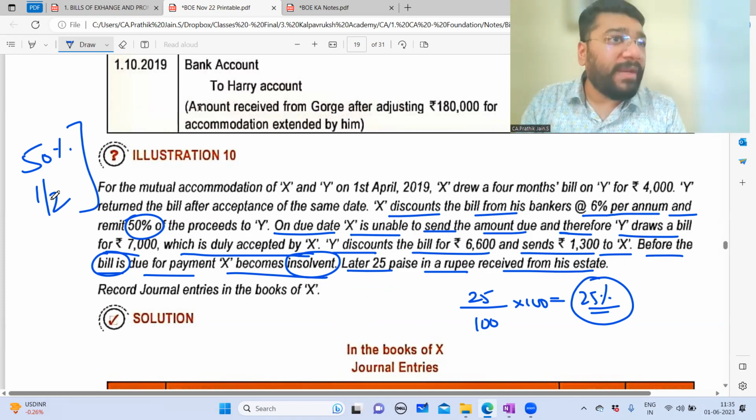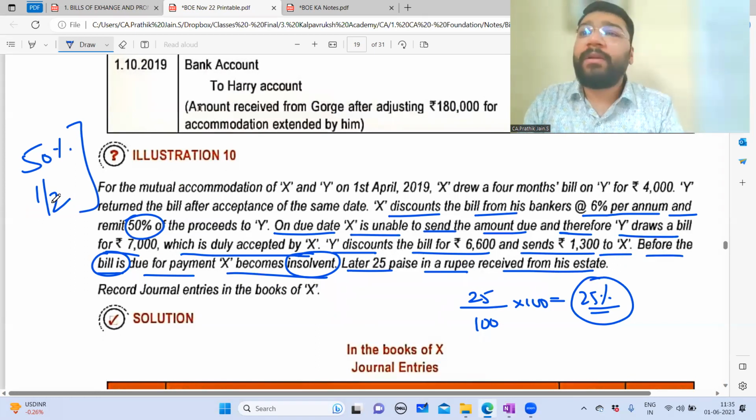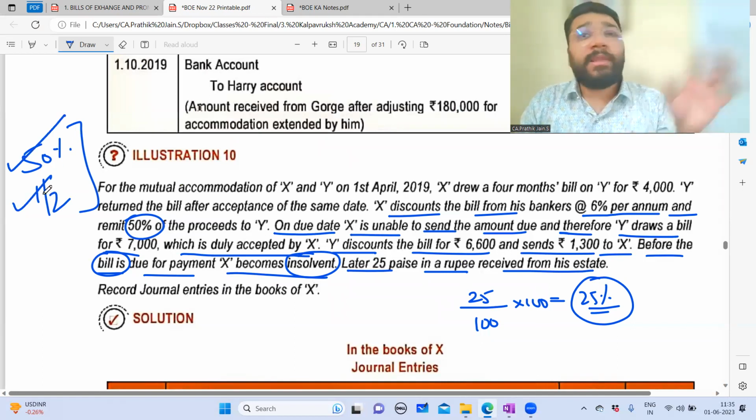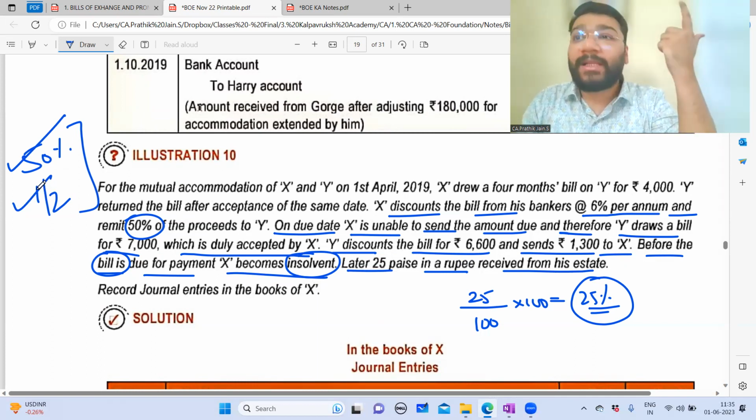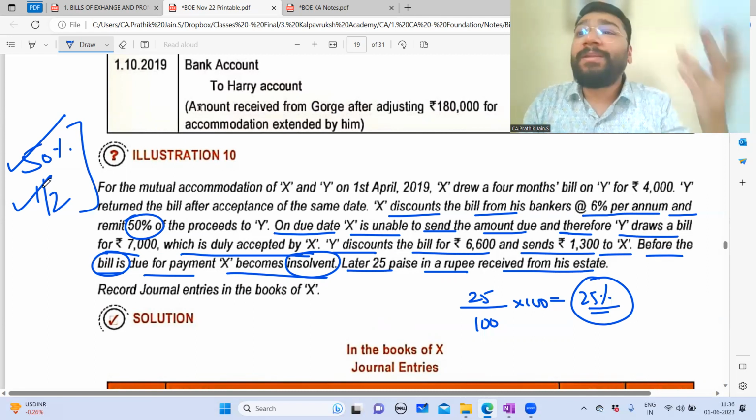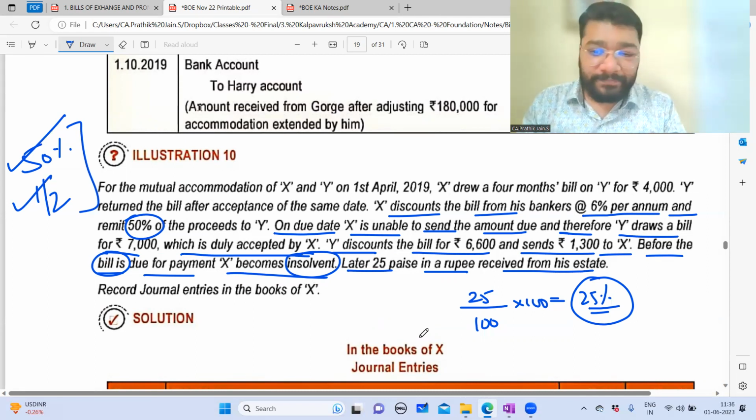So when I do illustration 11, you'll get a different variety. 12 is a different variety. So in the 10th question, what happened? The percentage is given. In one question, you will see a fraction is given. In one question, they'll give neither percentage nor fraction. They'll give the absolute amount that has been transferred. What amount has been transferred to Y, that amount they'll give. So using that amount, you have to calculate how much percentage has been transferred.